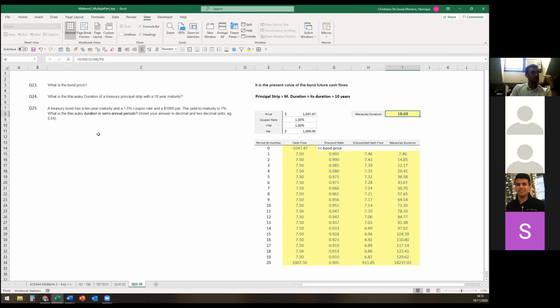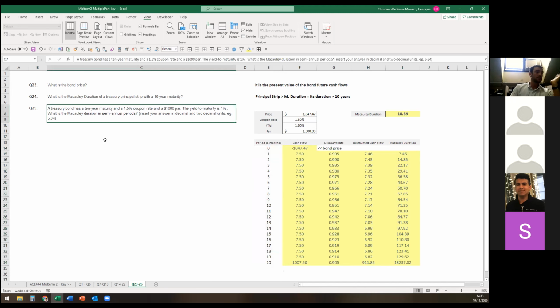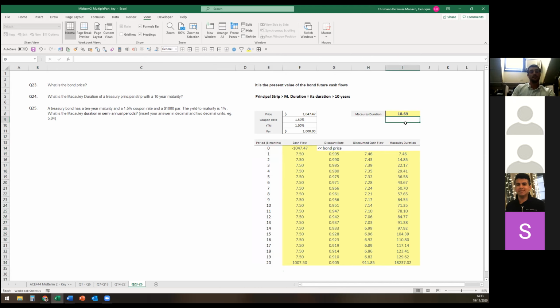Now remember, we are already talking about semi-annual periods, so it's already the answer in semi-annual periods. Now, if the question was in annual periods, then yes, you would divide that by 2 and get the Macaulay duration in annual periods. But in that case, we asked for the semi-annual periods.